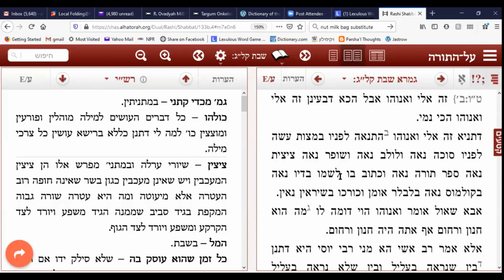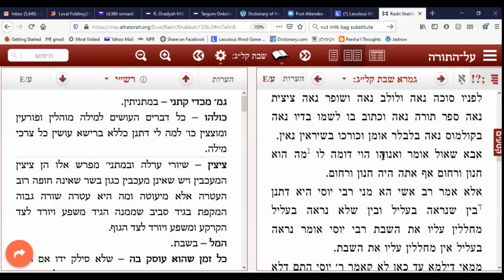Uchtov bo lishmo. You should write in it for its sake. Bidyo na'eh. With beautiful ink. Bekulmus na'eh. With a beautiful writing instrument. Baal omanut. With an expert sofer. And wrap it with beautiful cloths, beautiful silks.